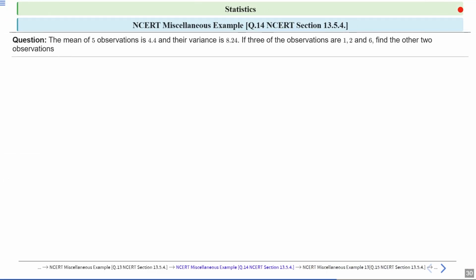Now let's look at question number 14 of miscellaneous example. The question gives us the mean of 5 observations is 4.4 and the variance is 8.24. If 3 of the observations are 1, 2 and 6, then we have to find the other 2 numbers. Okay, so first of all try it yourself and then see the solution.